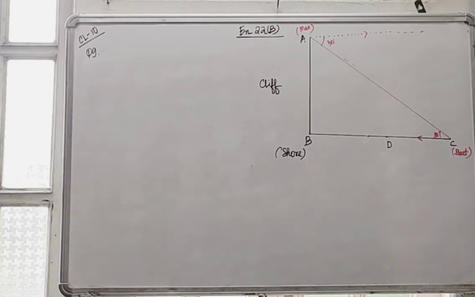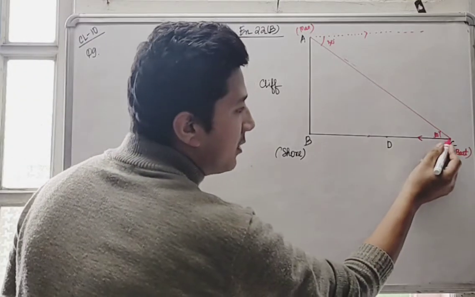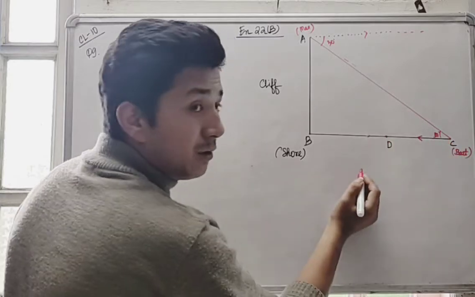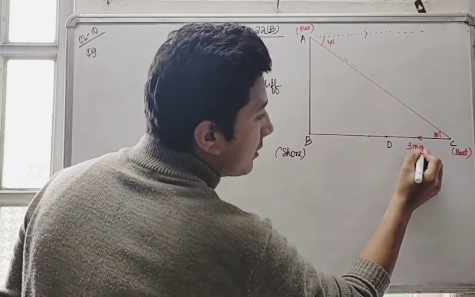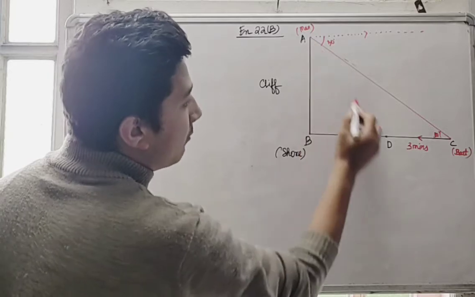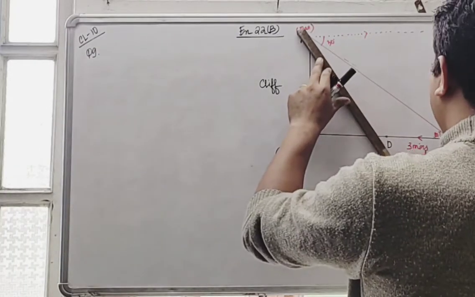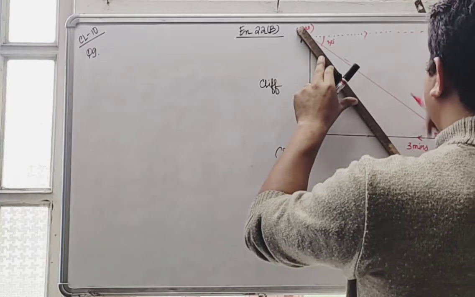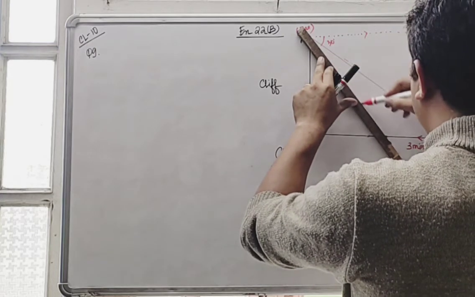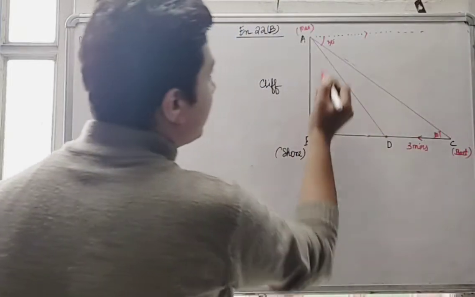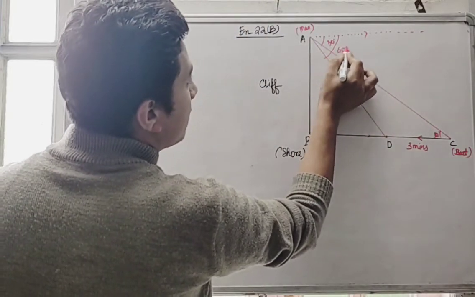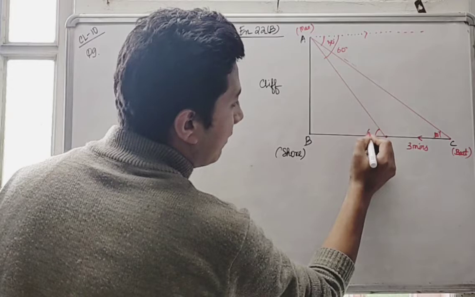Let's read the question further. The question says 3 minutes later the angle of depression of the boat is found to be 60. So 3 minutes later, which means from here to here it took 3 minutes. Now the angle of depression is how much? 60 degrees. If you draw the angle of depression, this angle is now observed to be 60 degree. Okay boys, I hope I'm clear with this. So if this angle is 60, then this angle is also 60 degree.